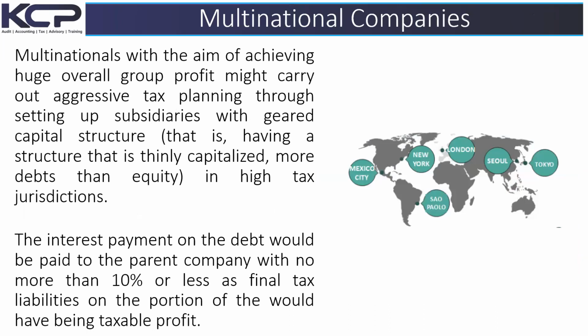So let's take a typical look at entities that have actually identified these loopholes in our tax law in Nigeria, and most of which have been utilizing this, and put this into perspective in their capital structure. I'll take a case of a multinational with the aim of achieving huge overall group profits, which might carry out aggressive tax planning through setting up subsidiaries with geared capital structure. When I say geared capital structure, let me get the participants' opinion about this.